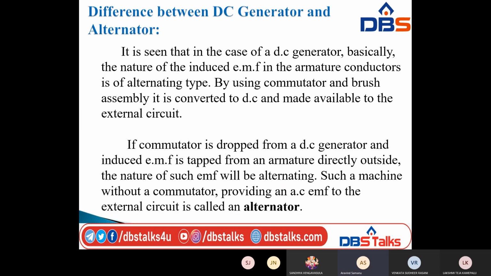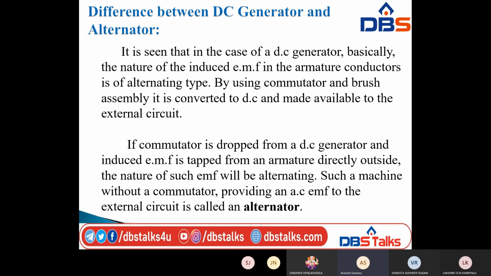So it is seen that in case of DC generator. Here I am discussing the topic difference between DC generator and alternator. So firstly I am taking the DC generator. In the case of DC generator, you already know the nature of the induced EMF in the armature conductors is of alternating type.